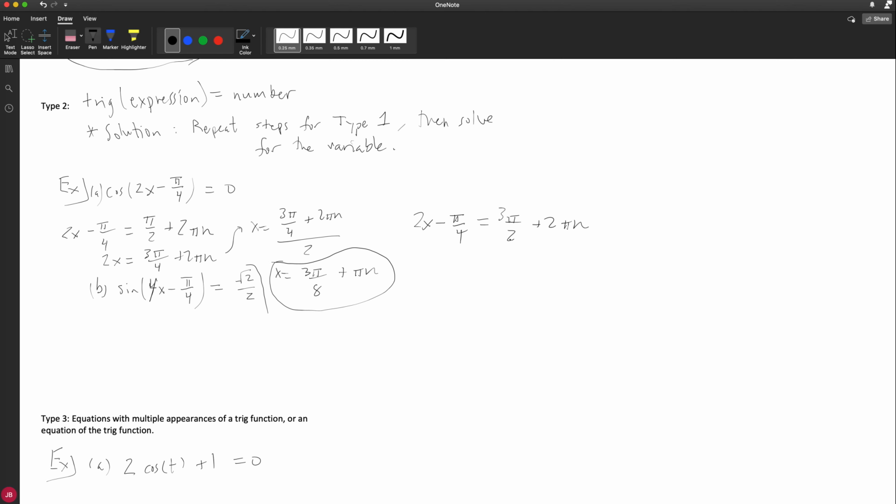Now do the same thing here. So we get, if you add pi over 4 to both sides, you get 2x equals 7 pi over 4 plus 2 pi n, and then divide everything by 2. So you get 7 pi over 8 plus pi n.